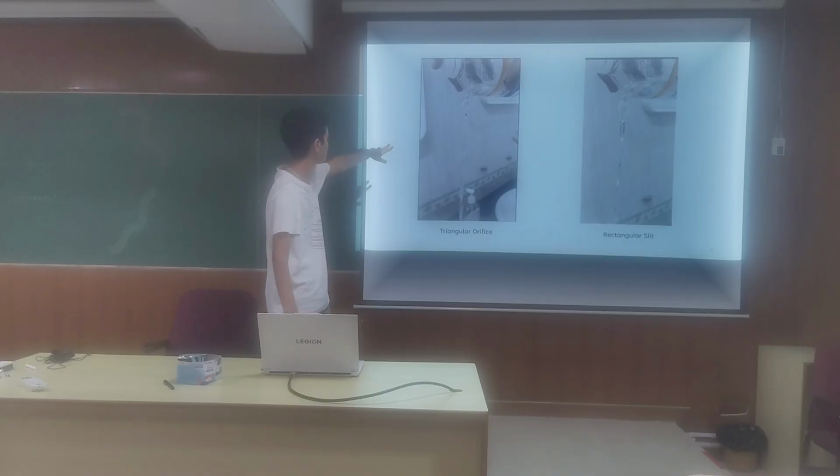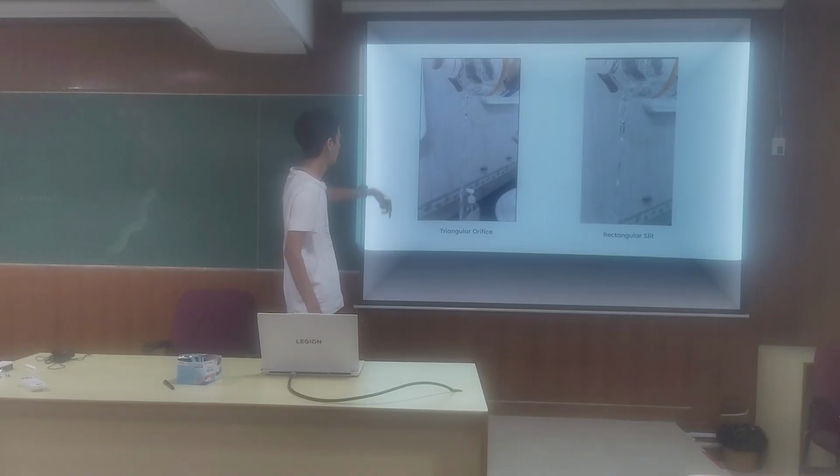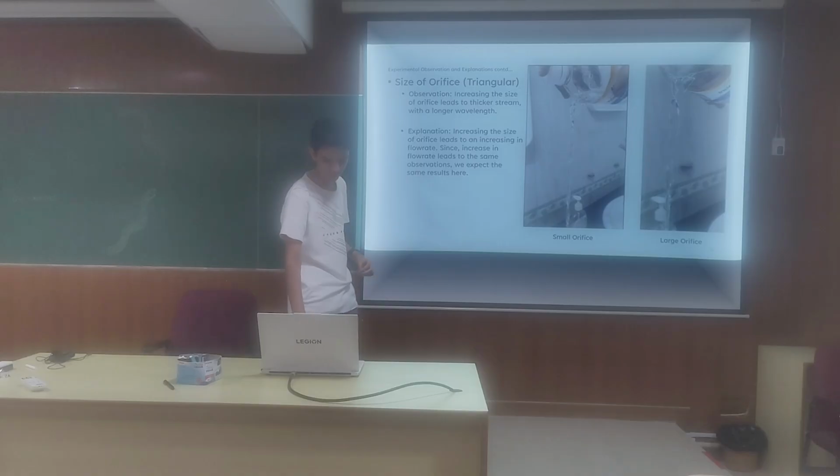This can be seen. This is the case for the triangular orifice, and that's for the rectangular strip. So in both these cases, the nodes and antinodes are visible. And increasing the size of the orifice. So increasing the size of the orifice, we tried it for both cases in the triangular orifice itself.